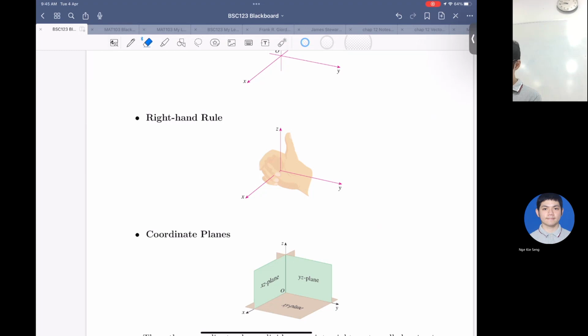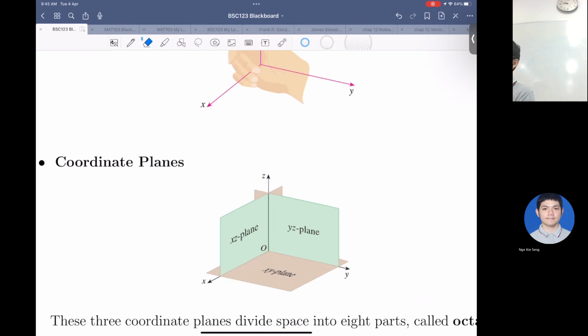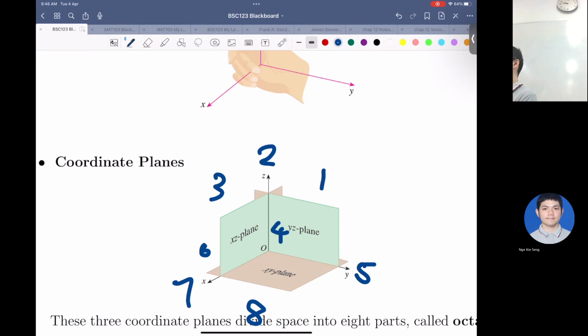So you can see that in 3D you can find some 2D, right? If you fix your x, there's a YZ plane here. If you fix y, you get the XZ plane. If you fix z, you get the XY plane. These three planes divide our space into 8 parts: 1, 2, 3, 4, and the bottom 5, 6, 7, 8.